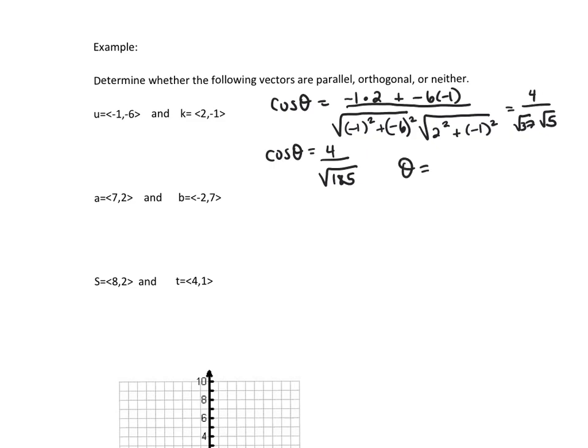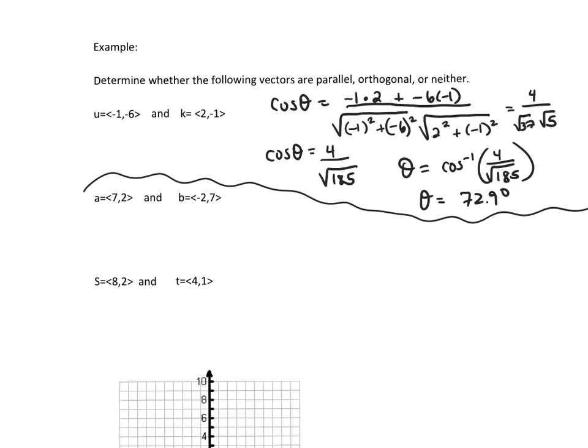So theta is going to equal the inverse cosine of 4 over radical 185. And if I put that in the calculator, I'm getting 72.9. So to answer this question, are these parallel? Do they go the same direction? No. Are they orthogonal? No, because they don't meet at a 90. So this would just be simply neither.